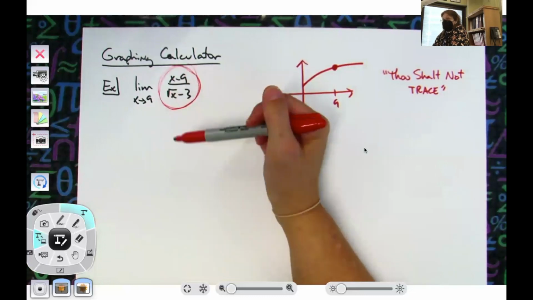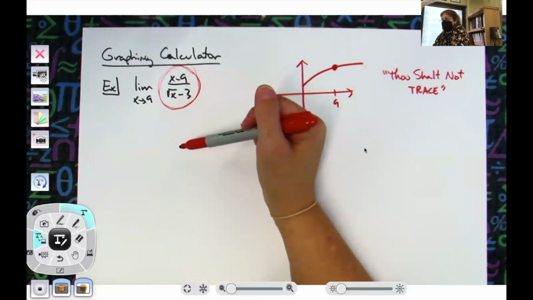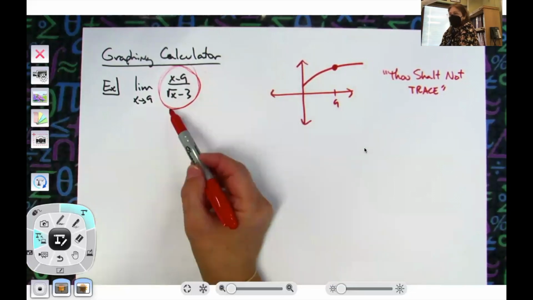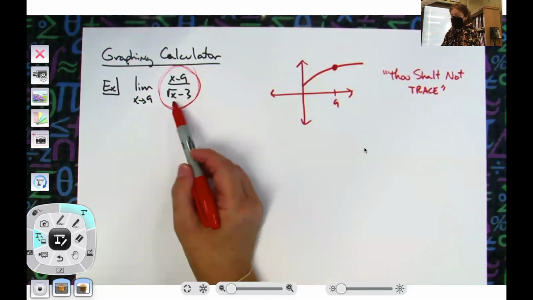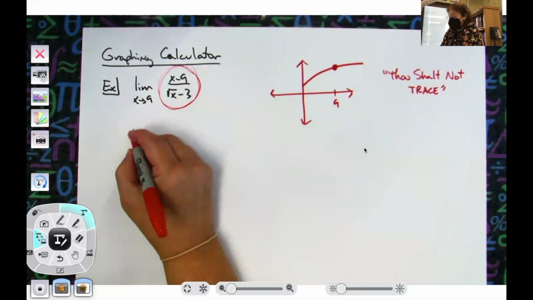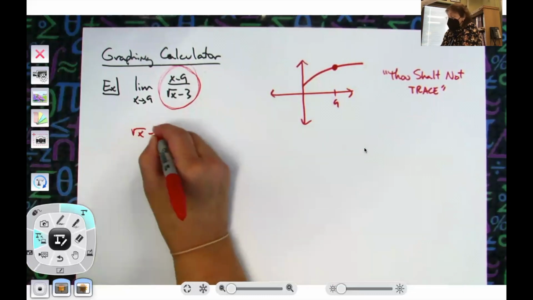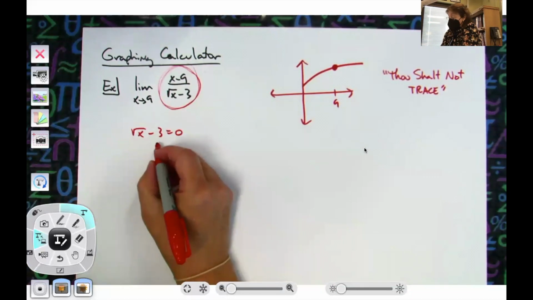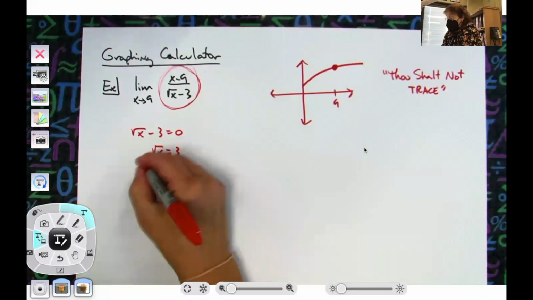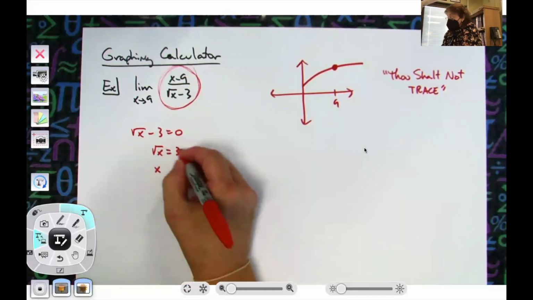It's a rational function, right? If it's a rational function, could I take a look at the domain? For rational functions, if I want to find the domain, what do we do? We take the bottom and set it equal to 0. Denominator, yeah, very good, Josiah. We take that denominator and set it equal to 0. What would I do? I would add 3 to both sides, so the square root of x equals 3. I'd square both sides and get x equals 9.